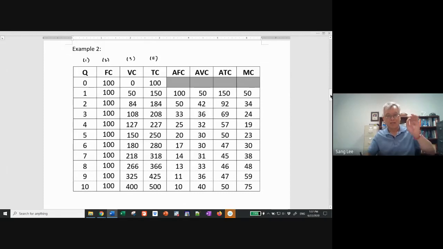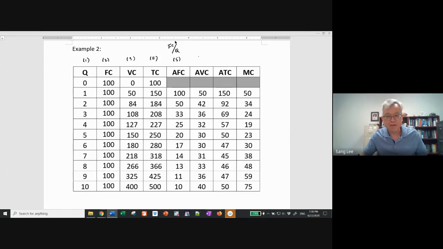Now, let's talk about a family of average cost. Average fixed cost, let's say column number 5. So average fixed cost is simply fixed cost divided by quantity. So you divide the same fixed cost by a greater and greater output. So average fixed cost is always declining as more output is produced. So it can be easily confirmed.